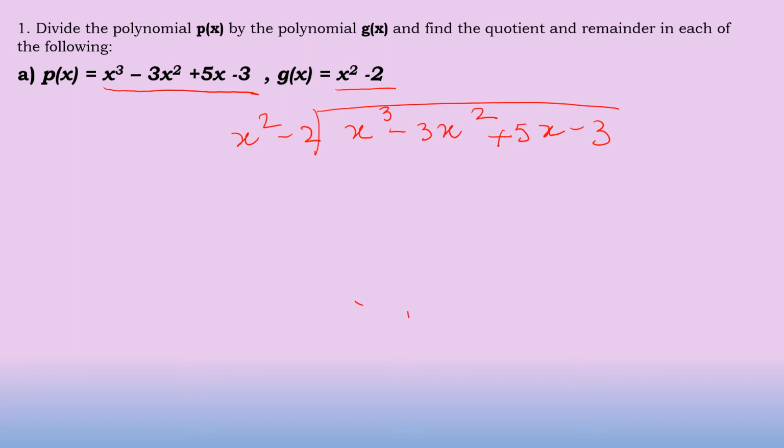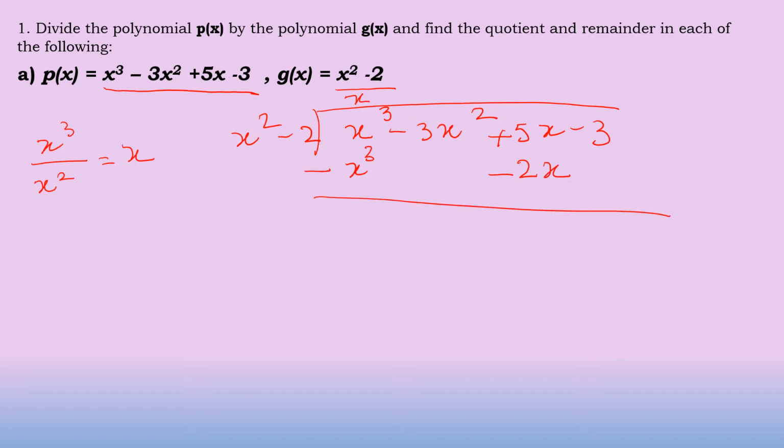So take the first term of the dividend, which is x cube, which is to be divided by the first term of our divisor, which is x square. So you get x. So we write that x over here. Then the quotient x which we have written here should be multiplied with each term of the divisor. So x into x square is equal to x cube. X into minus 2 is equal to minus 2x. So we write the x term next to the x term of our dividend.